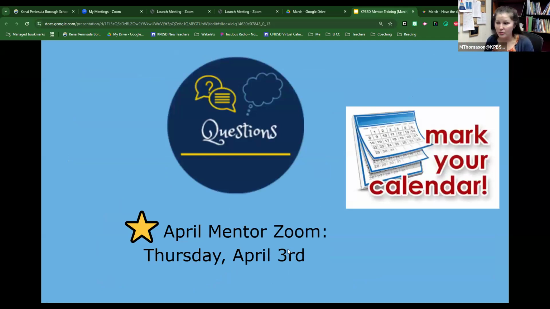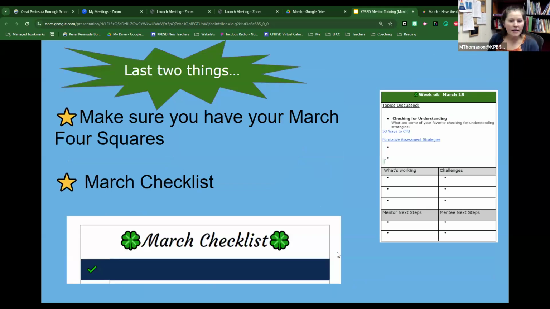Okay, our next mentor Zoom is Thursday, April 3rd. Mark your calendars. And as always, the last two things that we do is I want you to check out the March checklist and make sure that you have your Foursquares.